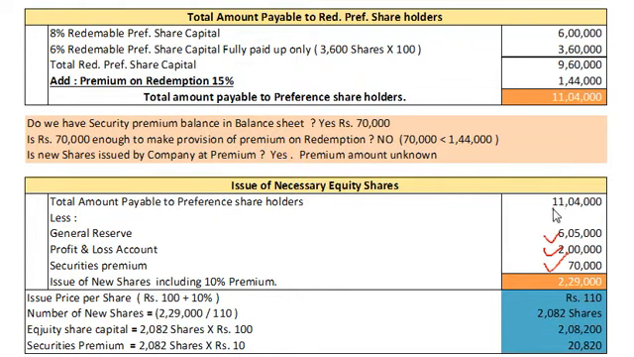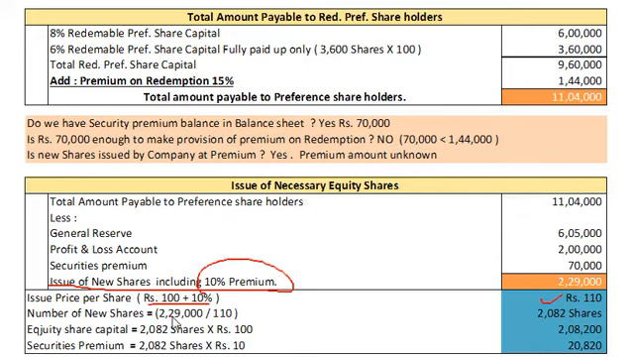Okay, so from 11 lakh 4,000 we will deduct all these three amounts: general reserve, profit and loss account, and securities premium. So finally the balancing figure amounts to rupees 2 lakh 90,000. This 2 lakh 90,000 is nothing but the sufficient equity shares, issue of new shares including 10% premium. So our issue price per share amounts to rupees 100 plus 10%, that is 110.